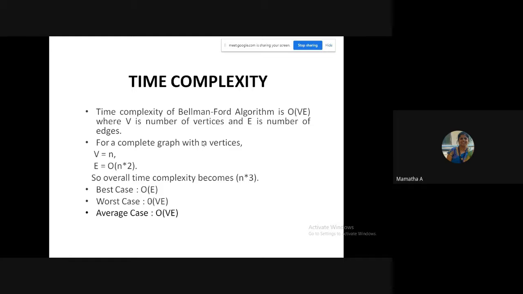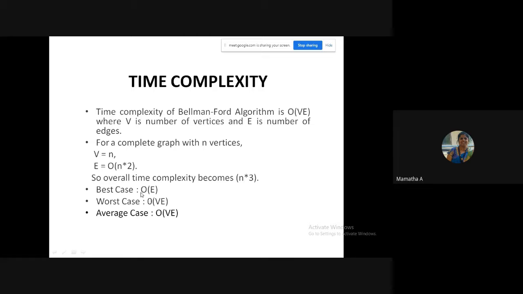So for a complete graph, where V is equal to n, the number of edges is big O of n to the power 2. So the number of edges is more here, and we have different time complexities. You can just observe the best case. Just remember, the best case is omega of E, you have to write.